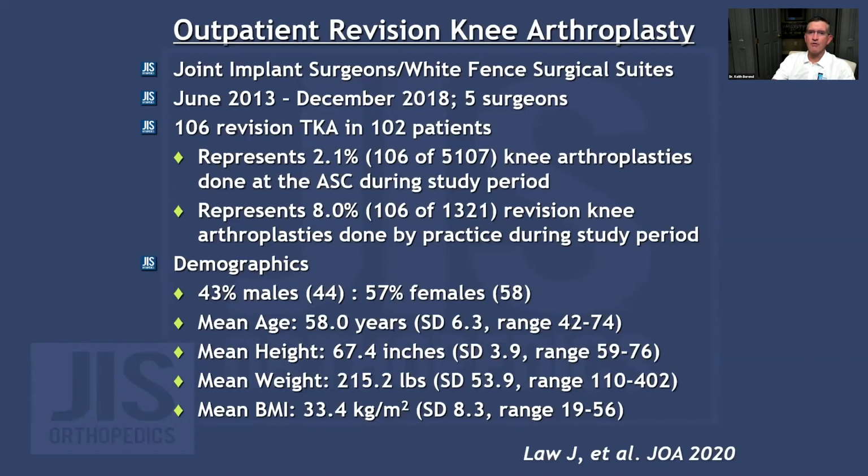If you look at our overall population between 2013 and 2018, we did 106 revisions of total knees in the surgery center. That's about 2% of the arthroplasties done at the ASC. So 1 in 50 were a revision. It's 8% of the revisions that we did as a practice, which is kind of interesting to think about. The demographics, as you can see here, were age range, young to old, weight, thin to heavy, etc.